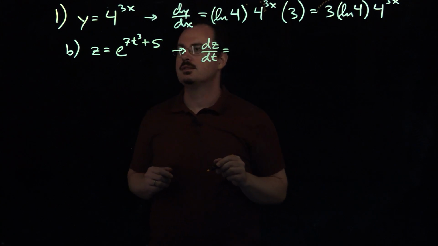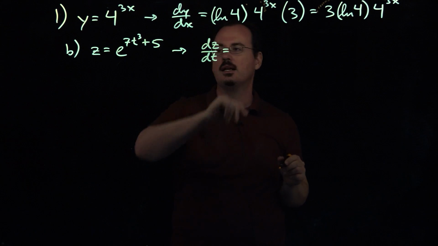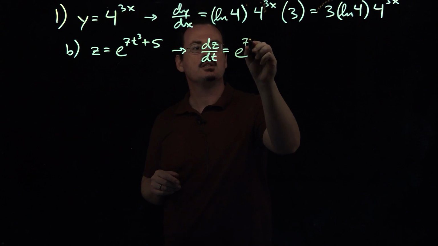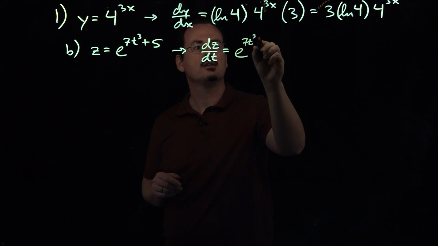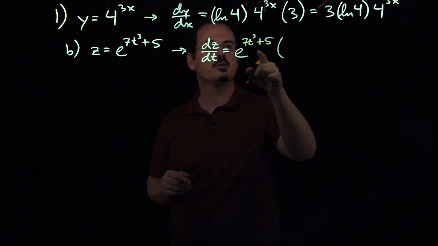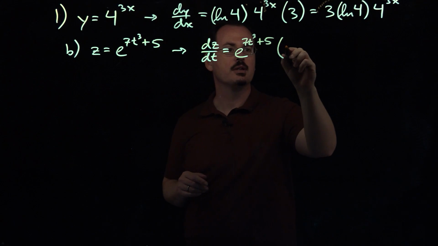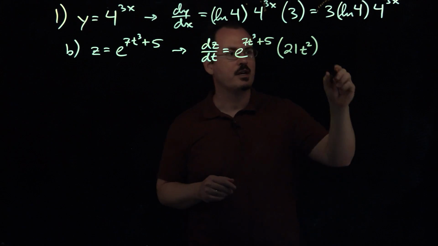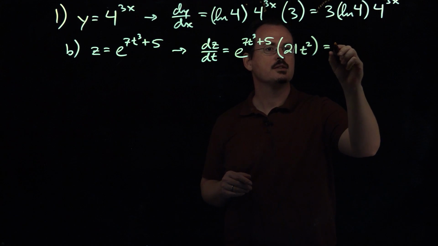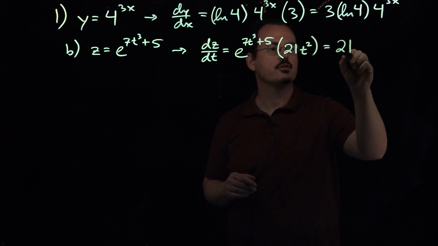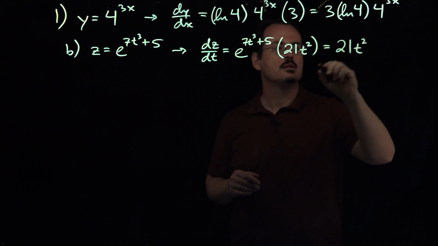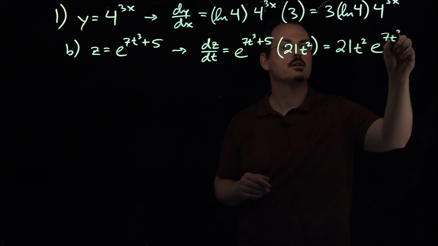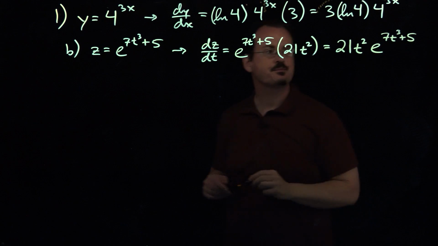Okay, so again, this is a base e, so we don't have to worry about that ln part. First thing we'll do is just copy the whole thing, e to the 7t to the third plus 5. We just multiply this by the derivative of what's up here in the exponent. So we get 21t squared. Derivative of 5 is 0. Let's go ahead and put the constant and the t term in front, so we get that times e to the power of 7t to the third plus 5.